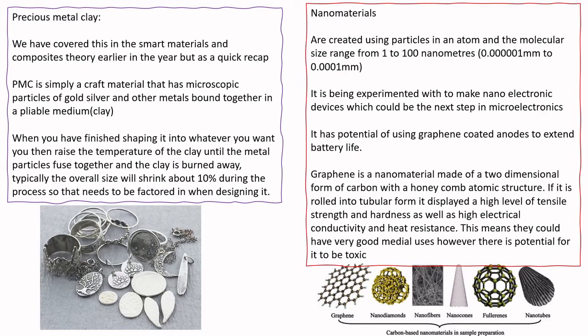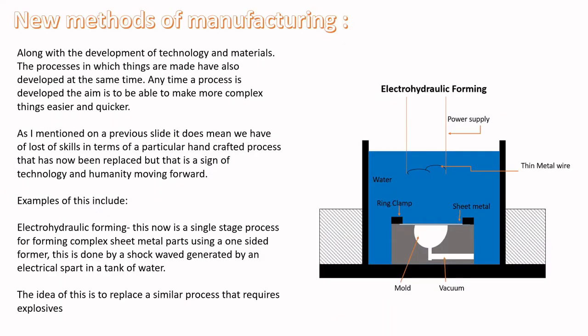It is possible to roll it into tubular shapes to get very high tensile strength. You can get graphene squash and tennis rackets and those sorts of things. They do have very good tensile strength and hardness. They're also very good at conducting electricity and heat resistance. So it does have good potential for things like medical uses. However, because it's relatively modern, there's still the idea that it might potentially be toxic and those sorts of things. So there are things that need to be factored in and checked because it's so new.